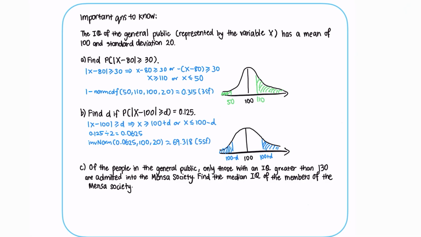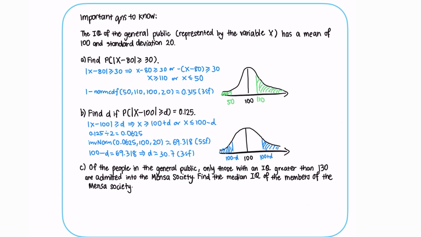Now we know that this is equals to 100 minus d. We're trying to find when P(x less than or equals to 100 minus d), right? Then we'll get this area, 0.0625. So we know that 100 minus d will be equals to 69.318, which means that d is 30.7.